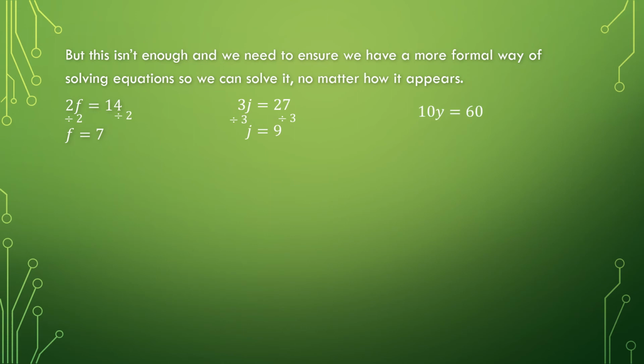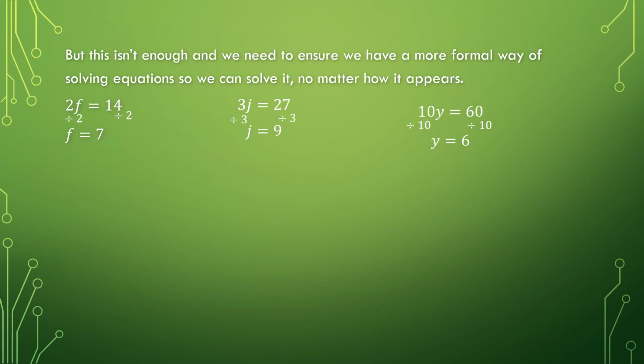And lastly, here I've got 10y equals 60, so I've got 10 multiplied by y equals 60, 10 lots of y. So what's the inverse of multiplying by 10? It's going to be dividing by 10, so I need to divide that side by 10. And again, all we're looking to do here is get rid of that number that's in front of the letter. I want to get it narrowed down to just one lot of the letter. So I'm dividing that side by 10, and I need to do the same thing to the other side. I need to divide it by 10. And so when I do 10 divided by 10, I just get the one I was looking for. I just get y. And when I do 60 divided by 10, I find that y is equal to 6.